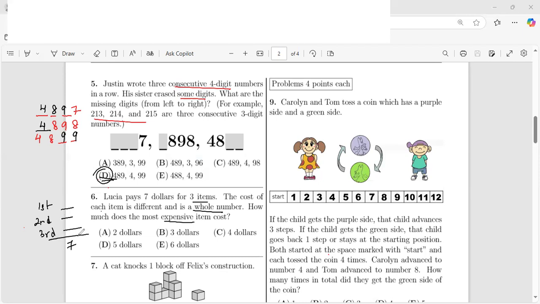Total $7. So let's say if I say 1, 2, so this becomes 3 and this becomes a 4. Is there any other combination that I can try? Suppose I start with a 2, 2 and 3. So 2, 2, you cannot have the same number. Suppose 2, 3 and then 2 again cannot happen. So the only combination that will work is 1, 2 and 7. So the most expensive item will cost $4. So that will be the answer for question 6.